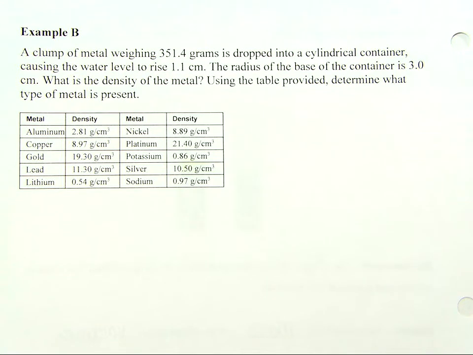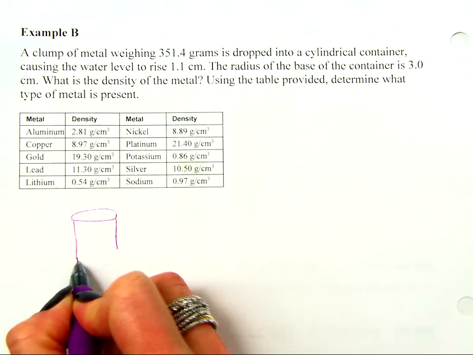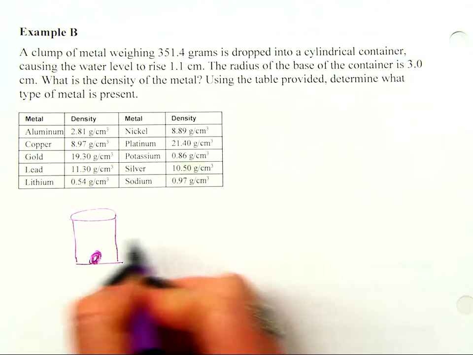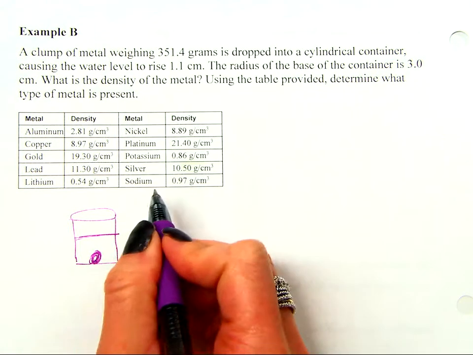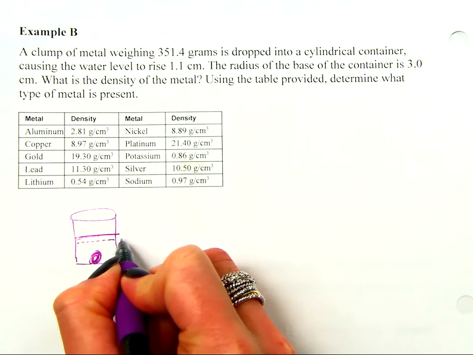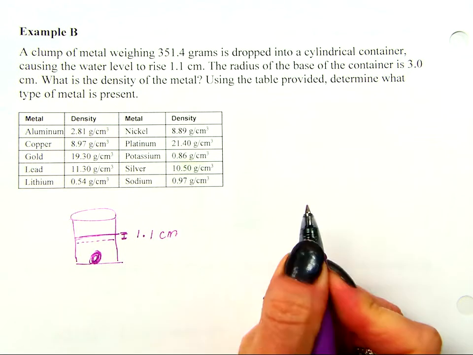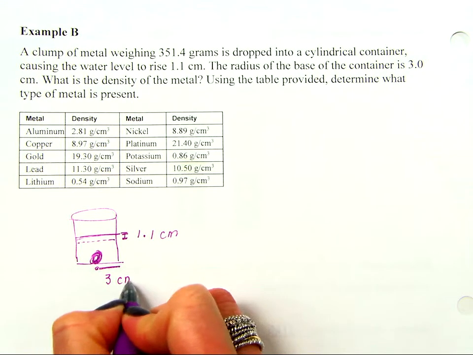Now, if you wanted to, you could sketch a picture for this. If you have your cylindrical container here, and we're going to drop our clump of metal in there, and we have our water line. It tells me this is a cylindrical container, and the water level rises 1.1. So how much that rose from here to here is going to be 1.1 centimeters. My radius of my base is 3 centimeters.